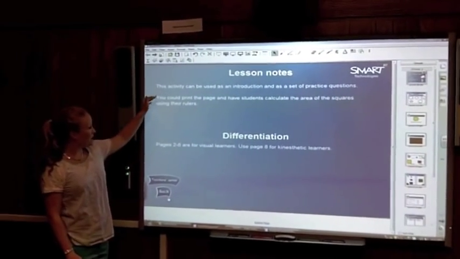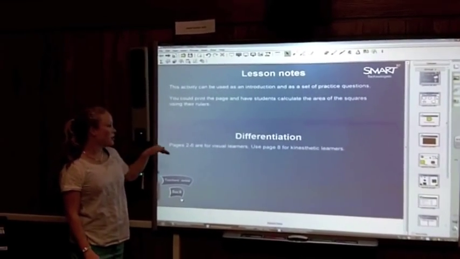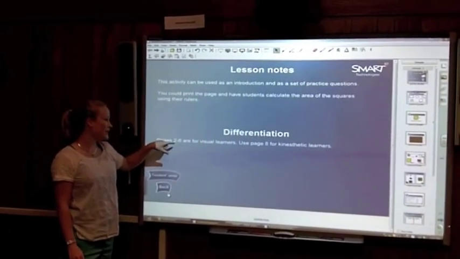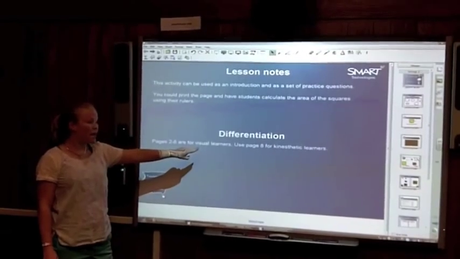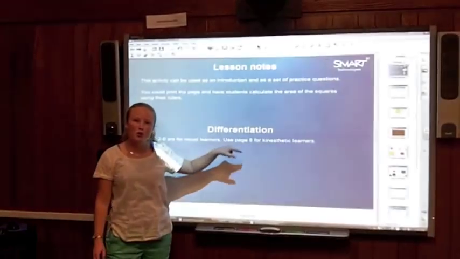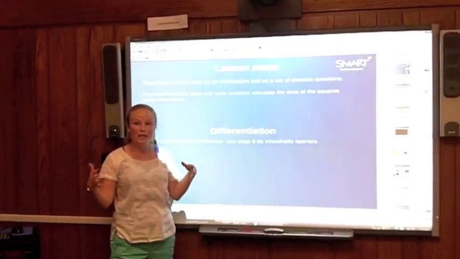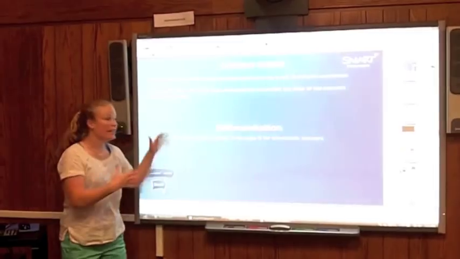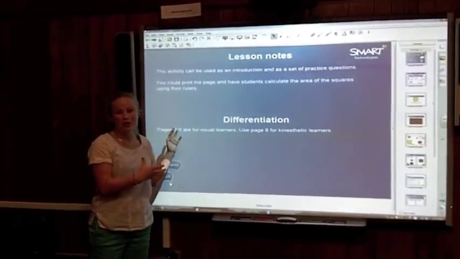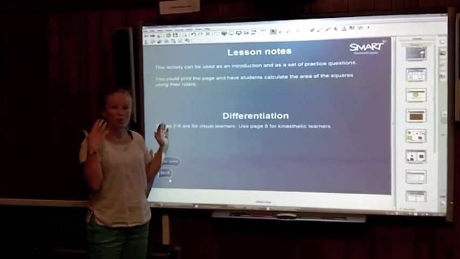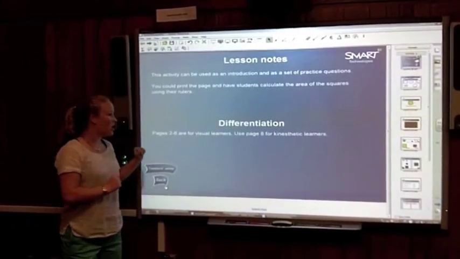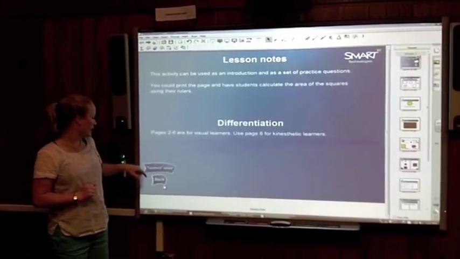And it says a few things about the activity. It tells you how you can differentiate. Pages 2 to 6 on the lesson itself are for visual learners. It also has page 6 of the lesson for kinesthetic learners. So students that like to be active, the smartboard is great at getting them up and active. Visual learners, they can see it. The smartboard with other lessons also has some great ways to differentiate your lesson auditorily, so that students can hear different videos and songs. But our lesson today is for visual and kinesthetic learners.